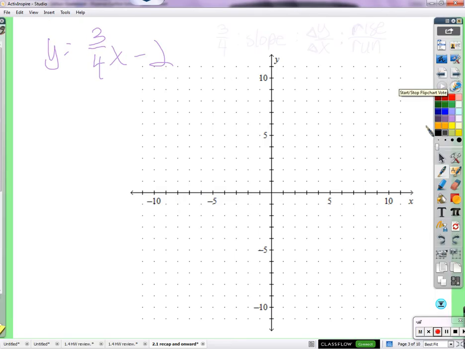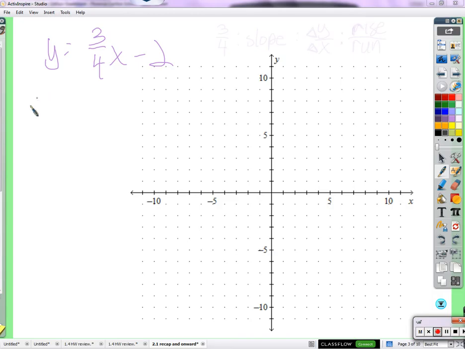Let's do that again for this function. You can put a story to it, 3/4 of a bowl every hour, 3 bowls every 4 hours. Or you can just look at it as a graph, y equals 3/4 x minus 2. Who wants to graph it? Yeah, I want you to graph. What would be the easiest point to find on this graph? Zero for x, right?